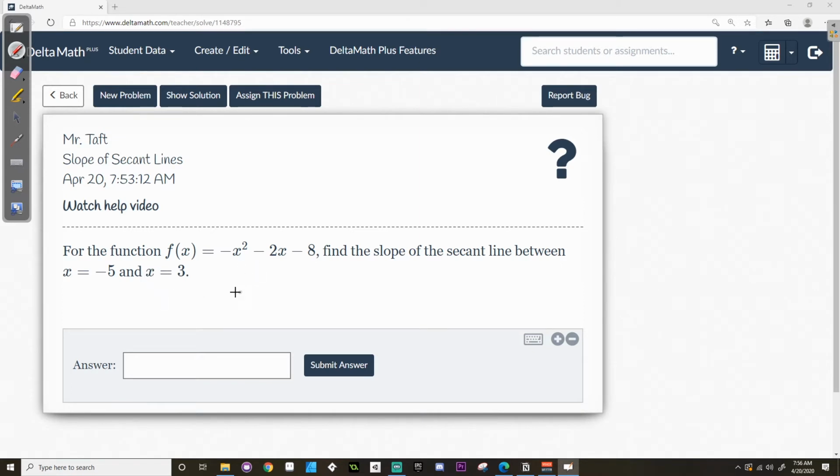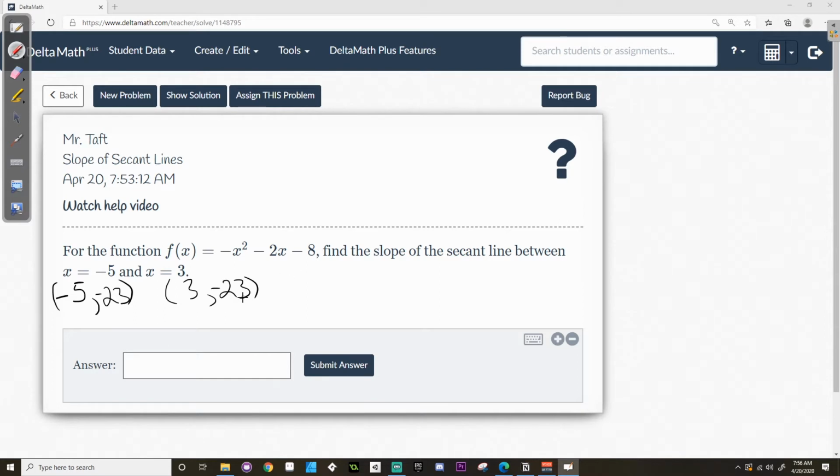And the reason it's that is because we're going to turn these into two xy coordinates. So one coordinate is going to be -5 comma something, and the other coordinate is going to be 3 comma something. If I want to find out what goes with 3, let's do that first. So this is going to be -3 squared, so that's -9. -6 is -15. -8 is -23. And then if I put in -5, -5 squared is 25. Negative that is -25. So -25 plus 10 is -15. -15 minus 8 is -23.